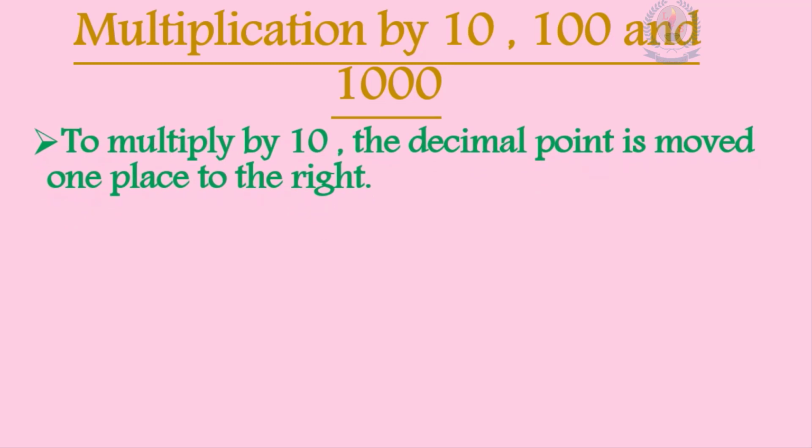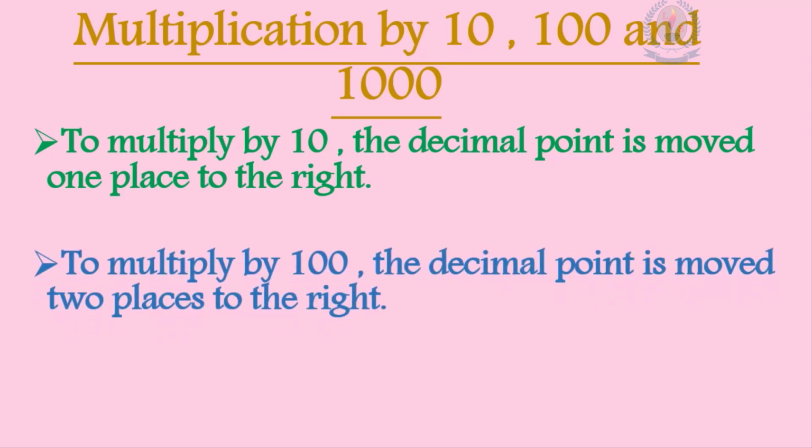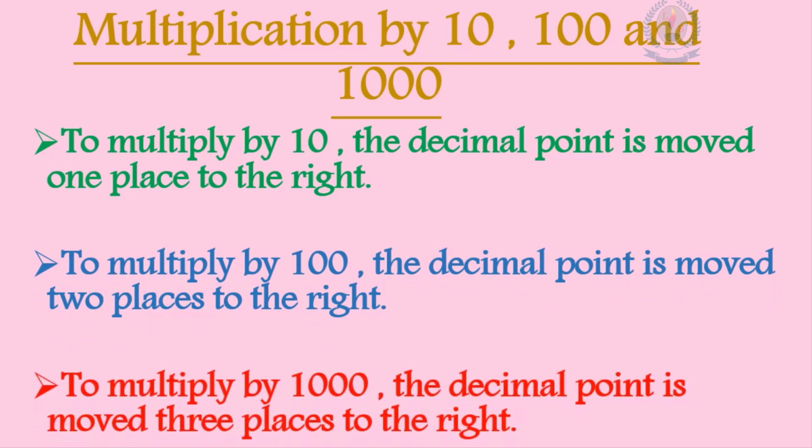The first subtopic is multiplication by 10, 100 and 1000. Here in this subtopic there are some rules. First one is to multiply by 10, the decimal point is moved one place to the right. To multiply by 100, the decimal point is moved two decimal places to the right. To multiply by 1000, the decimal point is moved 3 places to the right hand side. I'll explain these things in the examples.